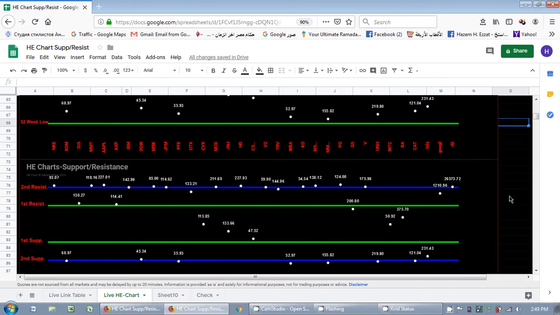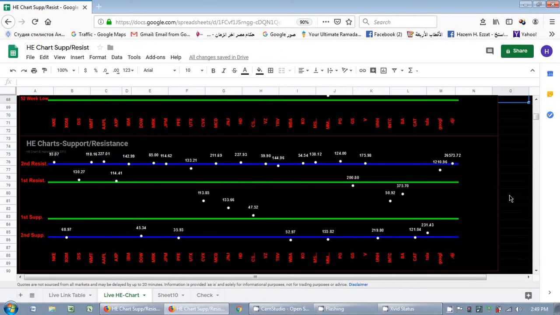The last chart I would like to explain here is the HE chart support resistance, and technical analysts might find this chart particularly useful. Technical analysts go through the strenuous task of analyzing each stock individually and devise or come up with their analysis. And the most important analysis parameter is the support and resistance levels.